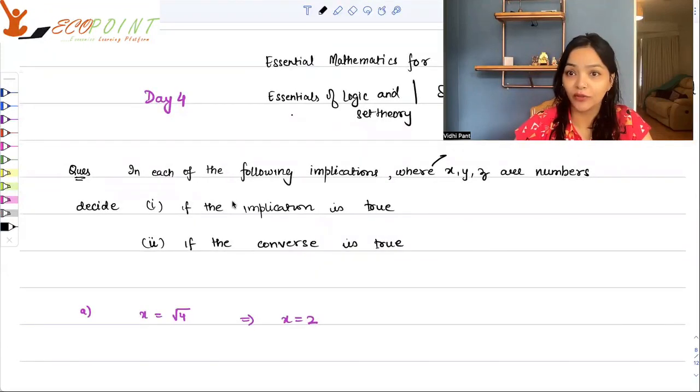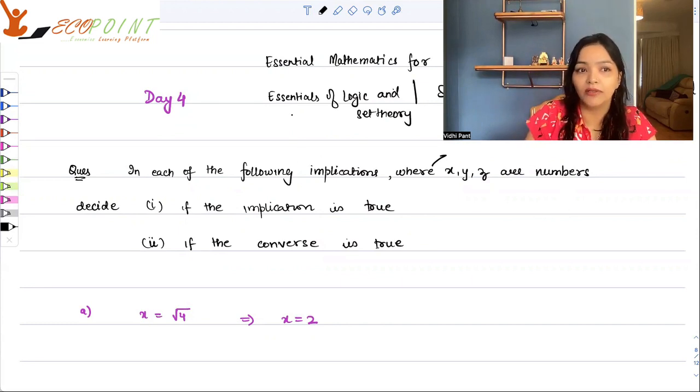Today I have a question for you which is based on the essentials of logic. If you have done my pre-calculus videos, there are some videos which are talking about mathematical logic, the symbolic logic. And today the question is based on that. In each of the following implications, x, y, z, they are numbers. You have to decide if the implication is true. And you also have to decide whether the converse is true.